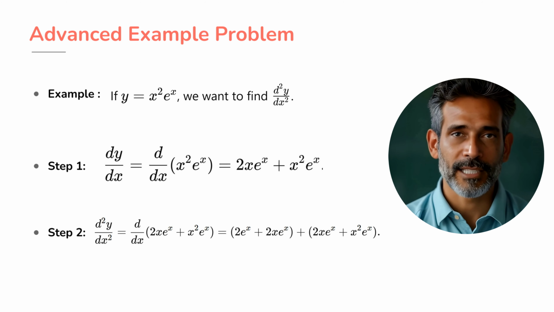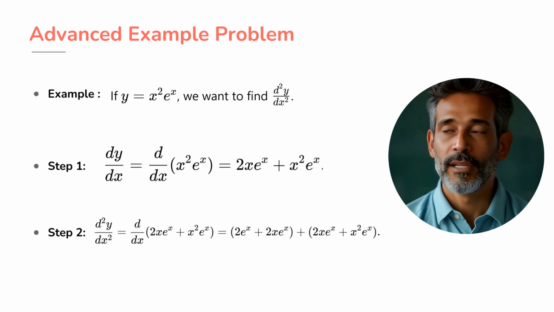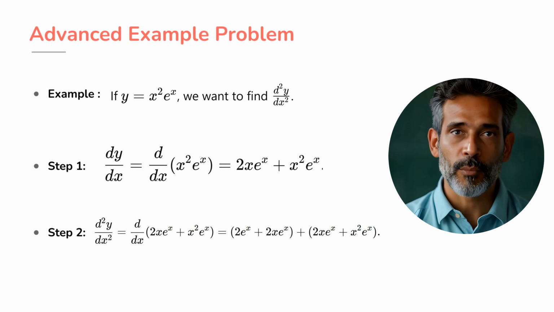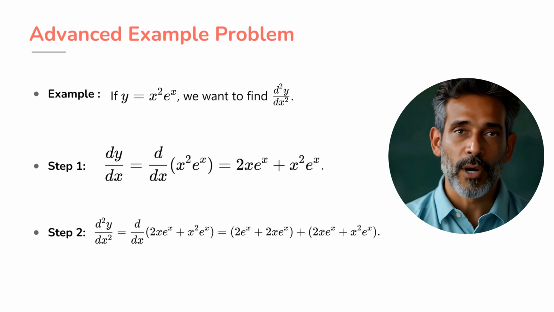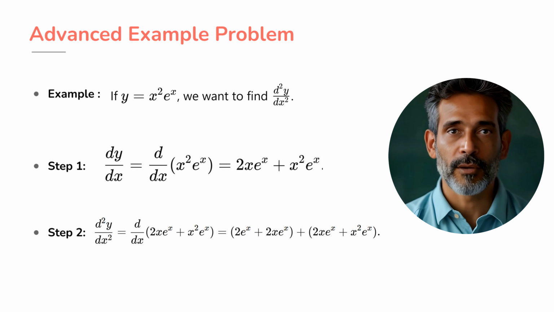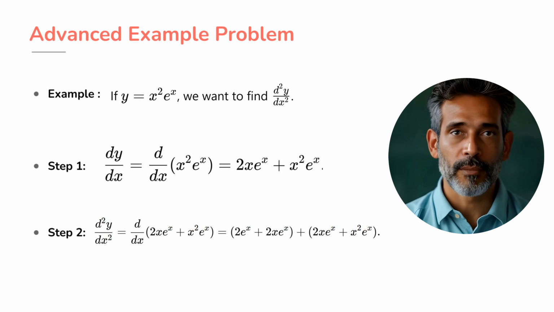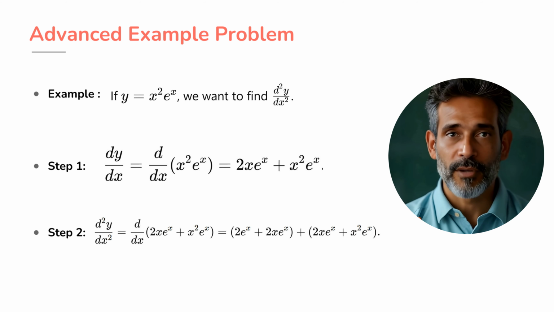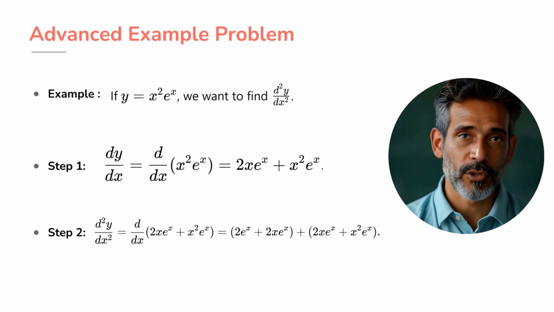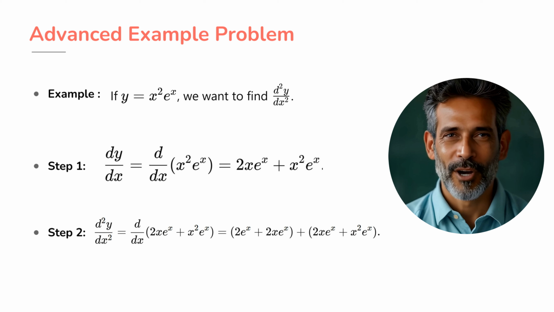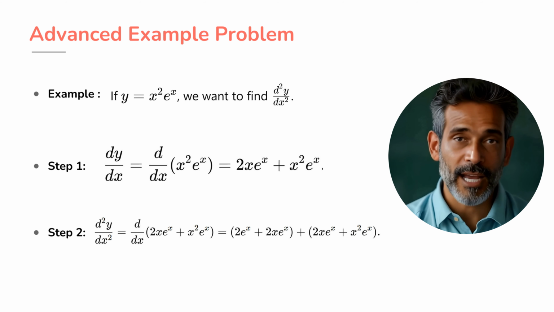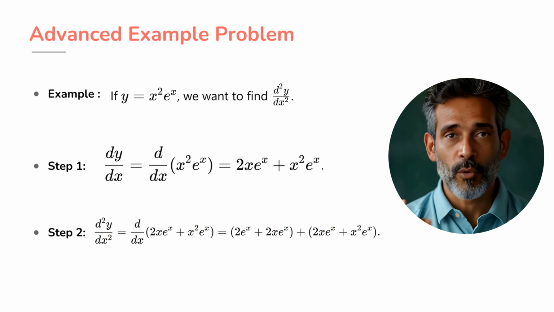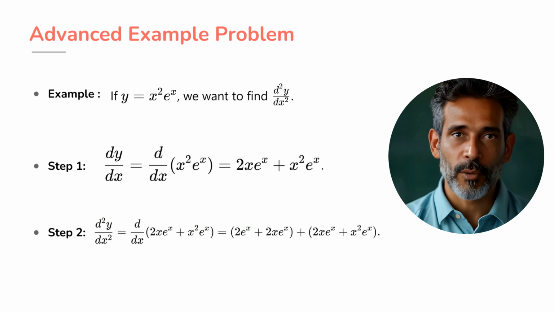Let's work out an example together. Suppose y equals x squared multiplied by e raised to the power x. Step 1. First derivative dy by dx. Using product rule, dy by dx equals derivative of x squared times e to the power x plus x squared times derivative of e to the power x. That gives 2x e to the power x plus x squared e to the power x.